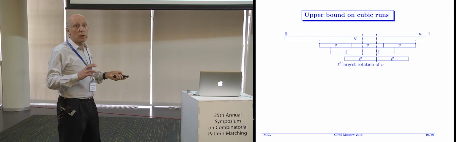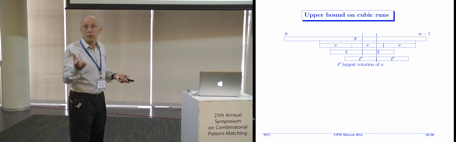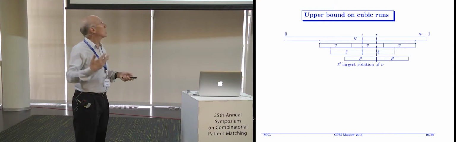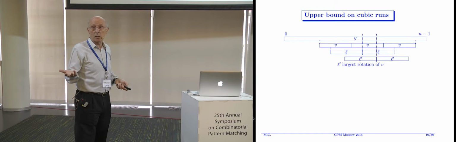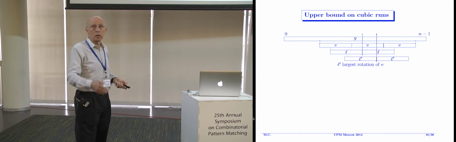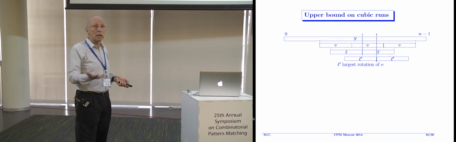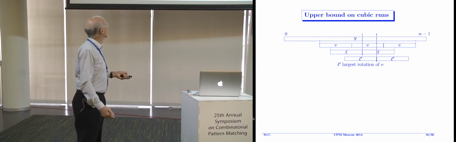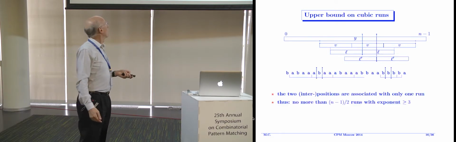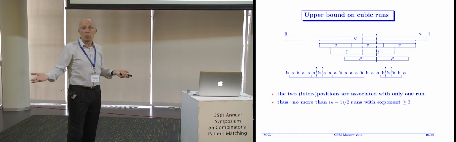Now, if the root has at least two letters, I have a second position by choosing, for instance, the largest rotation of V, which shares the same property as the Lyndon words. Again, this is a position that is not shared with any other run. So for each run, I have two positions that are unique to this run. It means that the total number of cubic runs is no more than 0.5n.